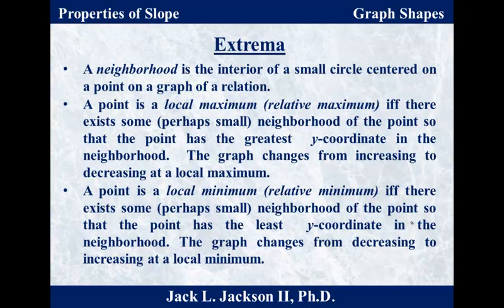The graph changes from increasing to decreasing at a local maximum. A point is a local minimum or relative minimum if and only if there exists some neighborhood about the point, so some little circle around the point, so that the y-coordinate of that point is the smallest or least y-coordinate of any of the y-coordinates on the graph that's in that neighborhood. The graph changes from decreasing to increasing at a local minimum.